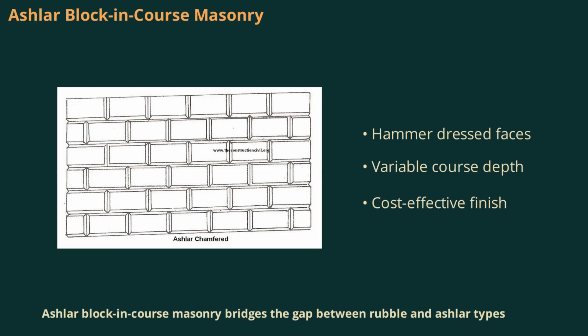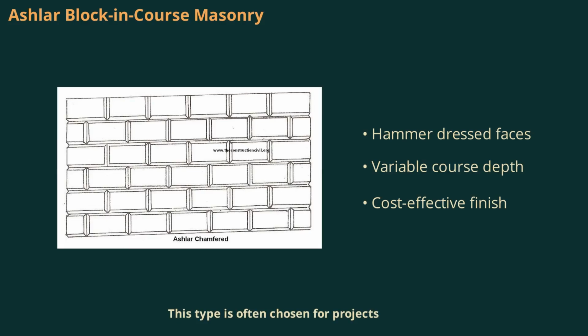Ashlar blocking course masonry bridges the gap between rubble and ashlar types. The stone faces are generally hammer-dressed, and the courses vary in depth. Mortar joints are kept thin, and the result is a wall that combines the strength and appearance of ashlar with the economy of rubble masonry. This type is often chosen for projects where both durability and cost-effectiveness are important, providing a neat yet robust finish suitable for many building applications.